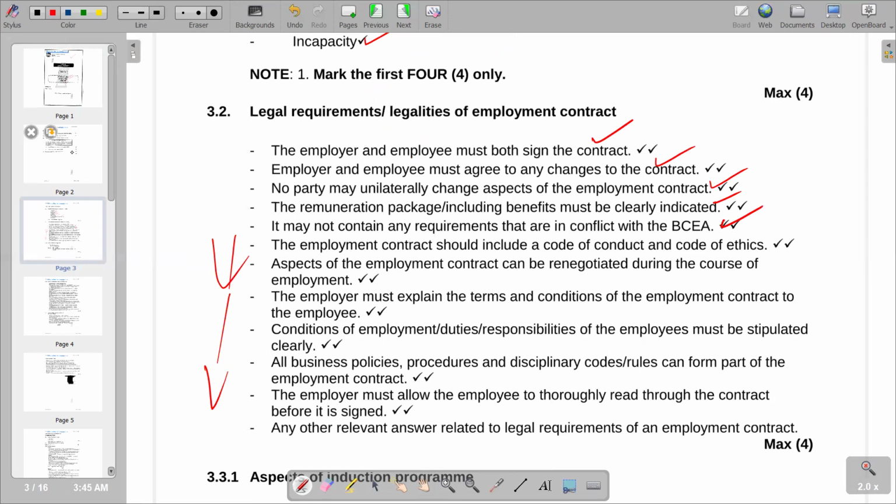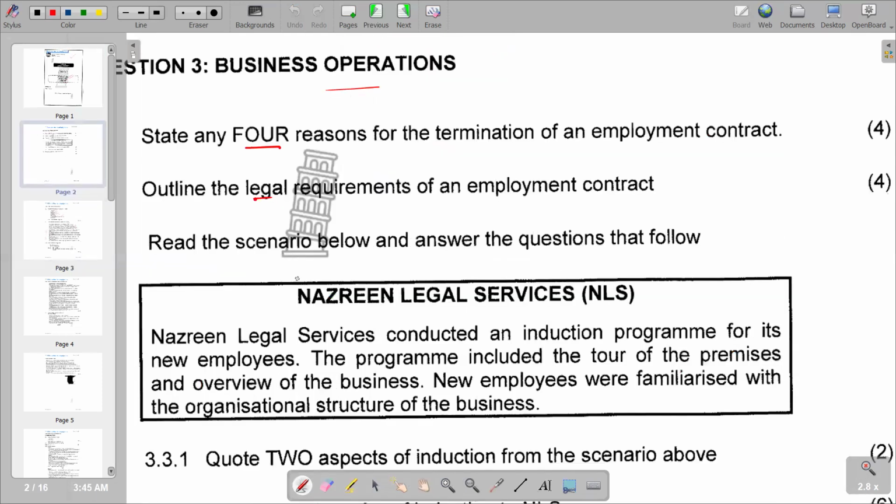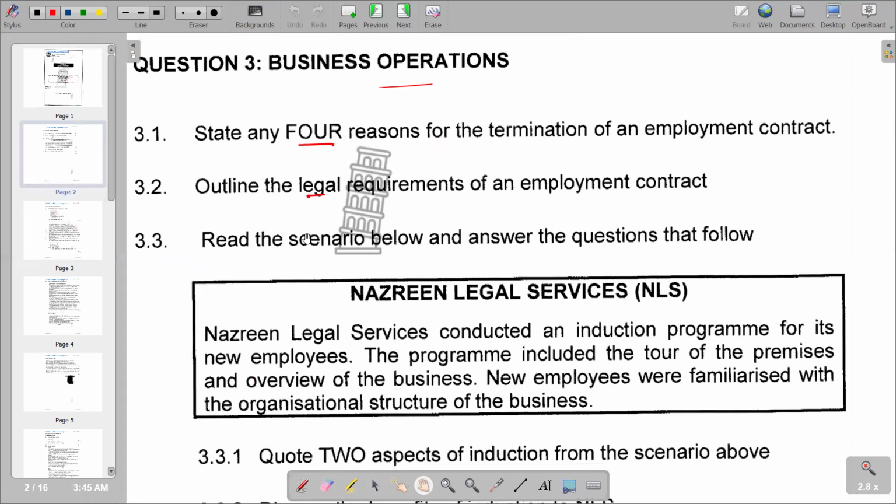So going to our next question, which is now question 3.3. It reads, read the scenario below and answer the questions that follow. Then we are given a scenario of Nazarene Legal Services, which is NLS, and it reads: Nazarene Legal Services conducted an induction program for its new employees.